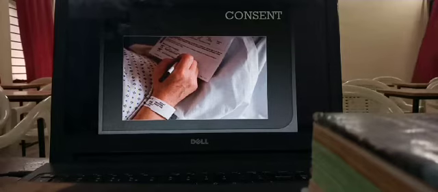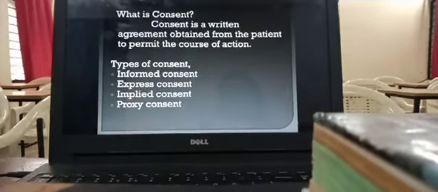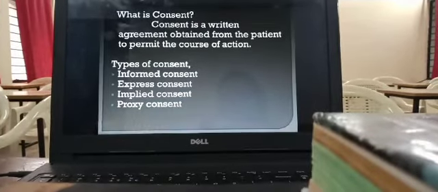So the next important topic that any healthcare professional must know is consent. You might have heard the word consent very often. What is consent? Consent is a written agreement obtained from the patient to permit the course of action.